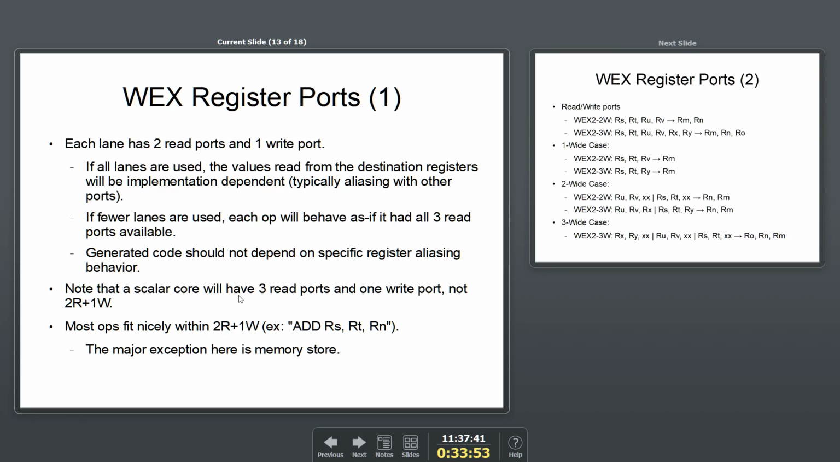Note that a scalar core will have 3 read ports and 1 write port, rather than 2 read ports plus 1 write port. So this is obvious enough. Basically it means that the 2 wide case only needs 1 additional read port versus a scalar case.